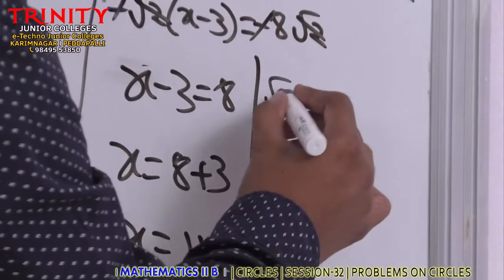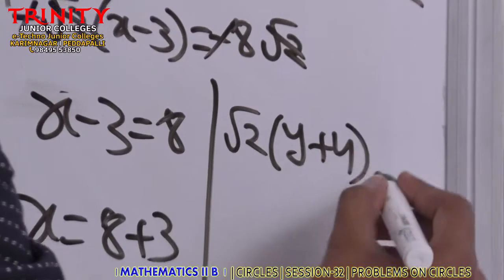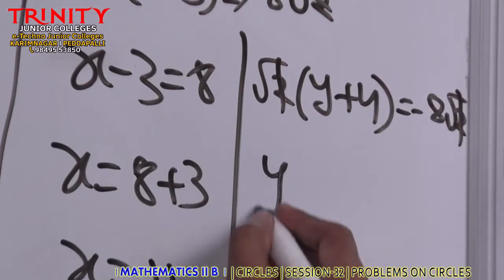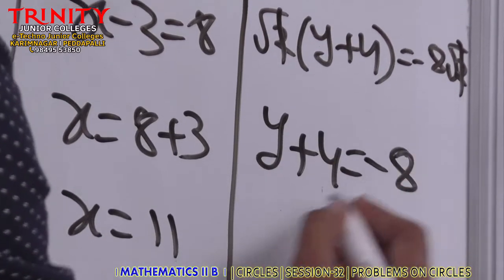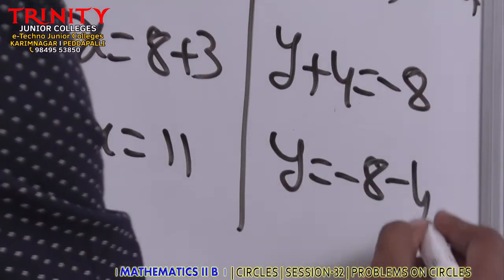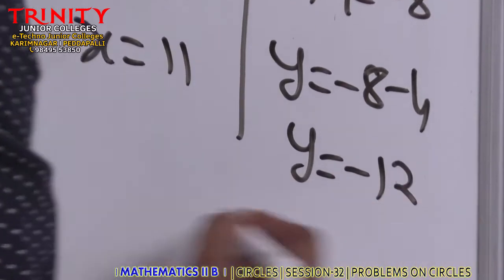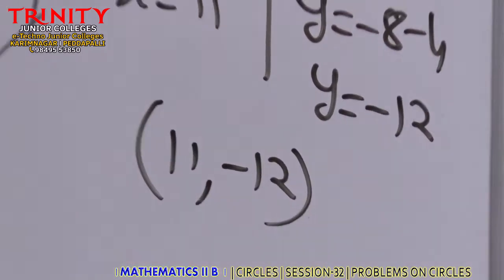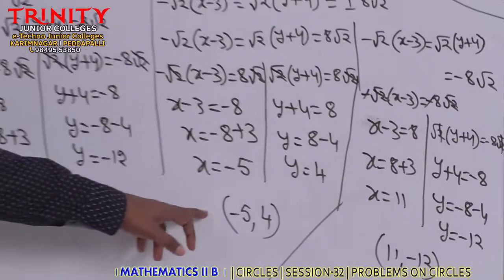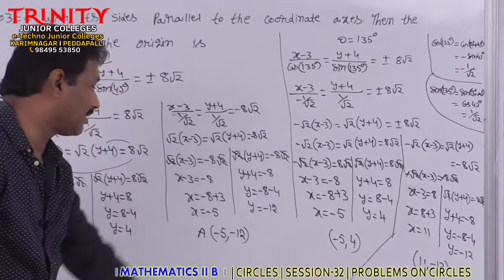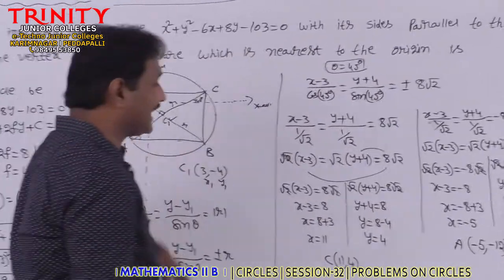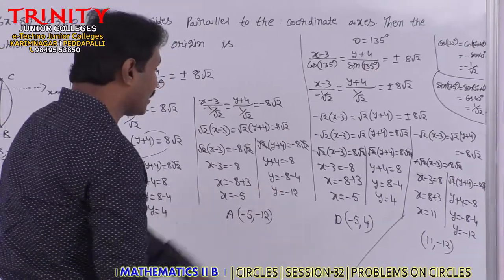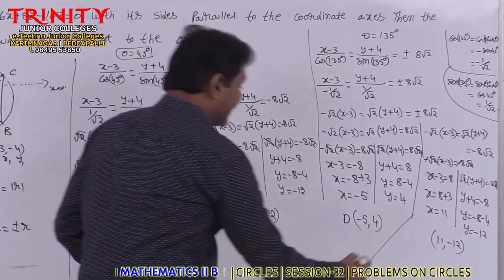And also root 2 into (y + 4) equals minus 8 root 2. Root 2 cancels. y + 4 equals minus 8, y equals minus 8 minus 4, y equals minus 12. Here the point is (11, -12). The earlier point (-5, 4), with negative x and positive y, is taken as the name D, and the vertex (11, -12) is taken as the name B.